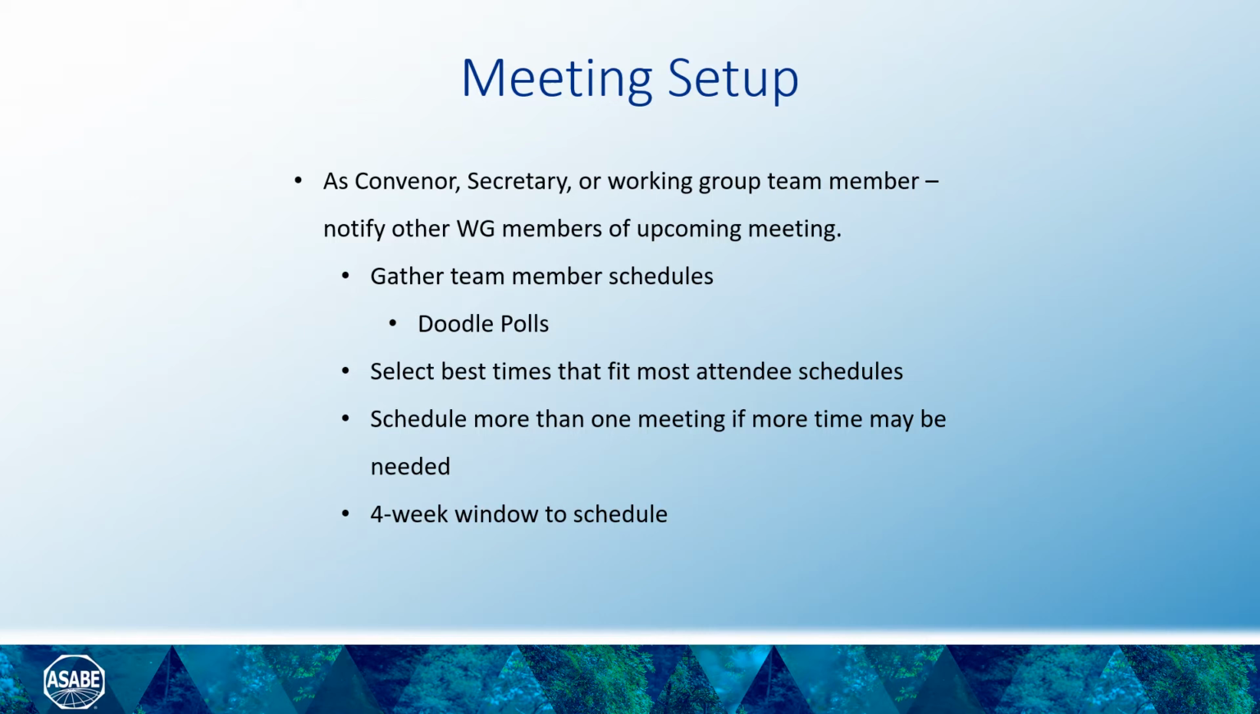How to set up an ISO Zoom meeting. As convener, secretary, or working group team member, one of the first steps is to notify other working group members of an upcoming meeting. Utilize scheduling tools, for example, the Doodle poll. Select appropriate times for all members. Schedule multiple meetings if necessary in advance, as there is a required 4-week window from the time of scheduling to meeting time. This is to allow members to register.